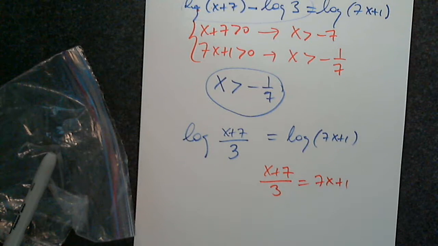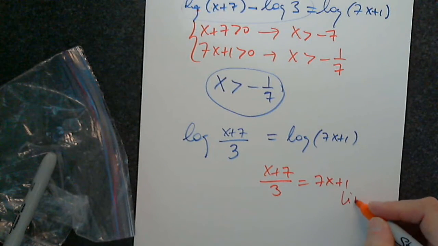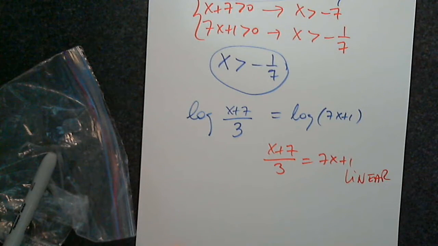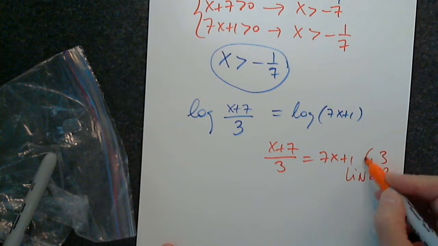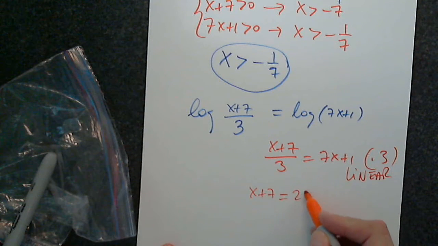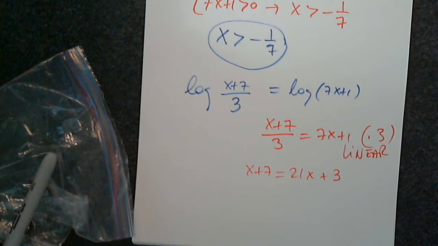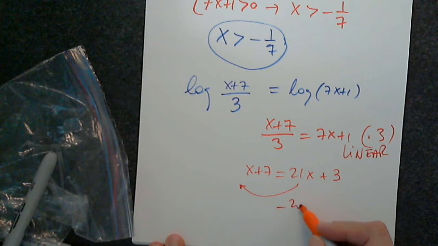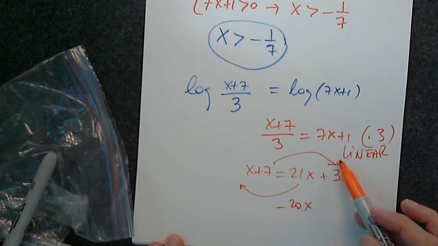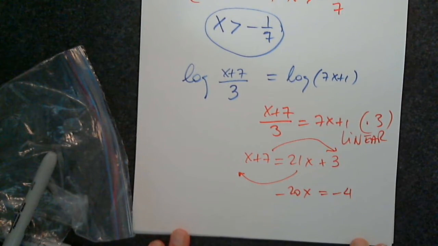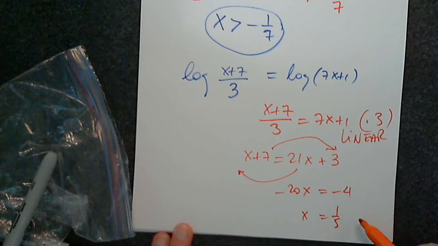And this is what type of equation? Trash. It doesn't have x in the denominator. It must be linear. That linear one doesn't have the x. Let's multiply everything by 3. So we have x plus 7 equals 21x plus 3. And take it from here. I'm going to move 21 to the left. So I get negative 20x. And I'm going to move 7 to the right, and I get negative 4. So therefore, x equals 1 over 5.